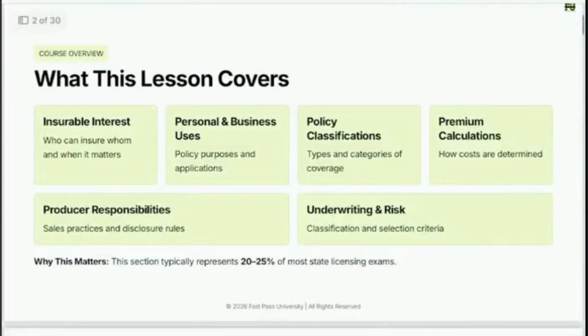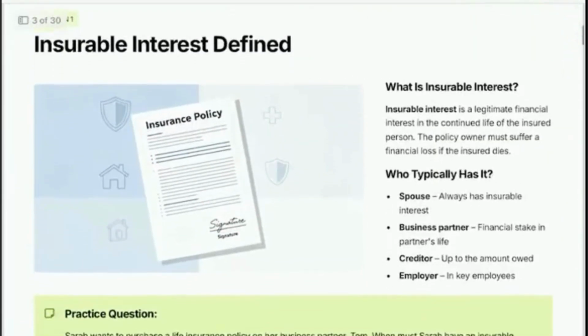We're going to be going over insurable interest and uses of insurance, policy classifications, all of that fun stuff. So, depending on what state you're in, this can be a large portion of your exam. Either way, like I said, building blocks, the foundation of everything else we're going to learn on life insurance. So, all right, insurable interest.